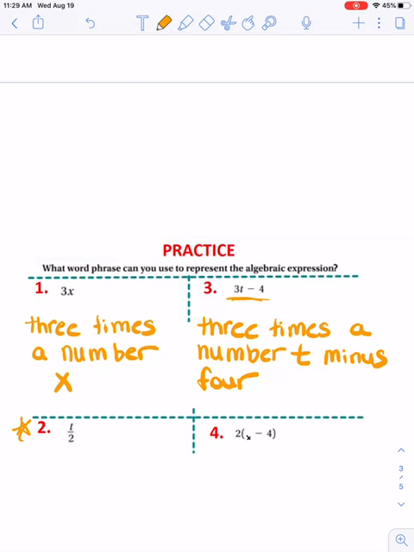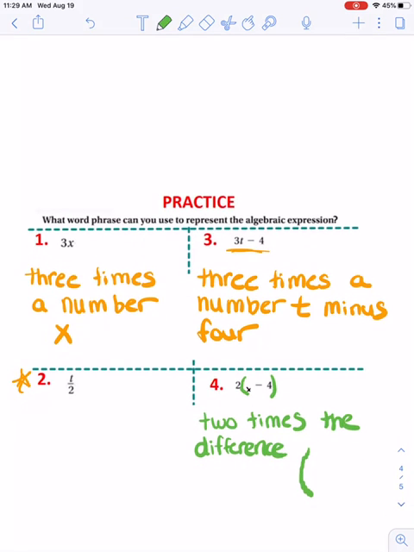Last one here. Again, we see parentheses, so you have to use your parentheses words. You can't just say 2 times x minus 4 because that's not the same thing, because it's 2 times everything in that parentheses. So for this one, I'm going to say 2 times, since it's subtraction, the difference of a number, right? We want to let people know that our variable represents a number, of a number x and 4.